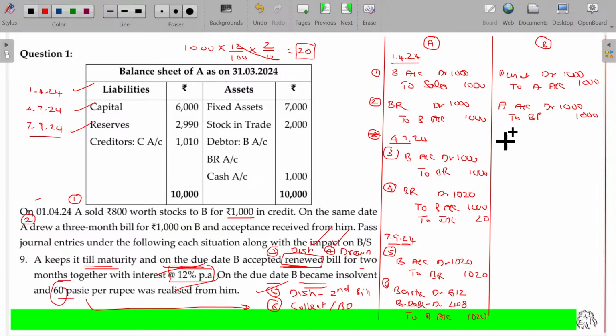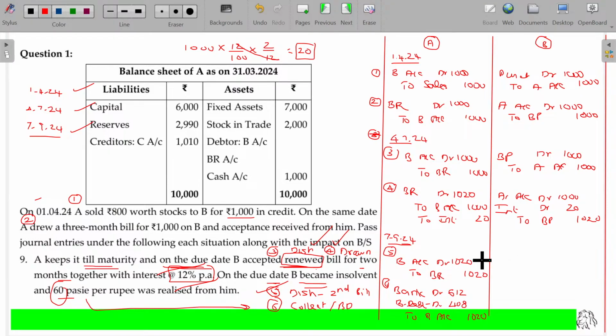4724. As the original bill got dishonored, we have to again reverse this. So bills payable account debit to A account, the value being 1000. Now the entry for the new bill: A account debit to P account. The actual amount payable to A being 1000, but the fresh bill being 1020. The additional 20 is nothing but my extra loss by way of interest for delayed payment. So interest account debit.